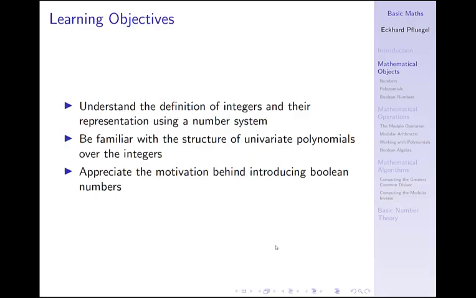So let's start with the learning objectives for mathematical objects. I want you to understand the definition of integers and how you can represent them using what we call the number system. We will then discuss polynomials in one variable, so you need to be familiar with the structure of what we call univariate polynomials with integer coefficients, and finally to appreciate the motivation behind introducing Booleans.